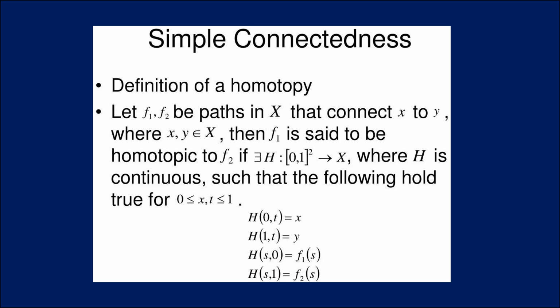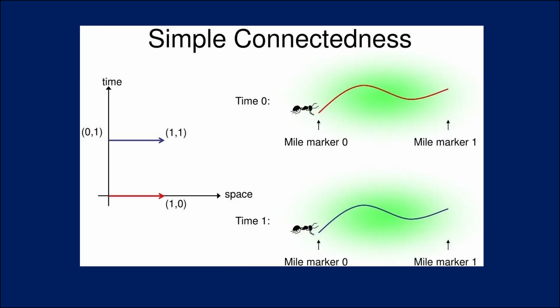Next one is simply connected. First we start from the homotopy definition. Let F1, F2 be paths in X that connect X to Y, where X, Y belong to capital X. Then F1 is said to be homotopic to F2 if and only if there is a mapping H from the closed interval [0, 1] cross [0, 1], the whole square, to X, where H is continuous, such that the following hold true for S, T lying between 0 and 1: H(0, T) is X, H(1, T) is equal to Y, and H(S, 0) is equal to F1(S), H(S, 1) is equal to F2(S).